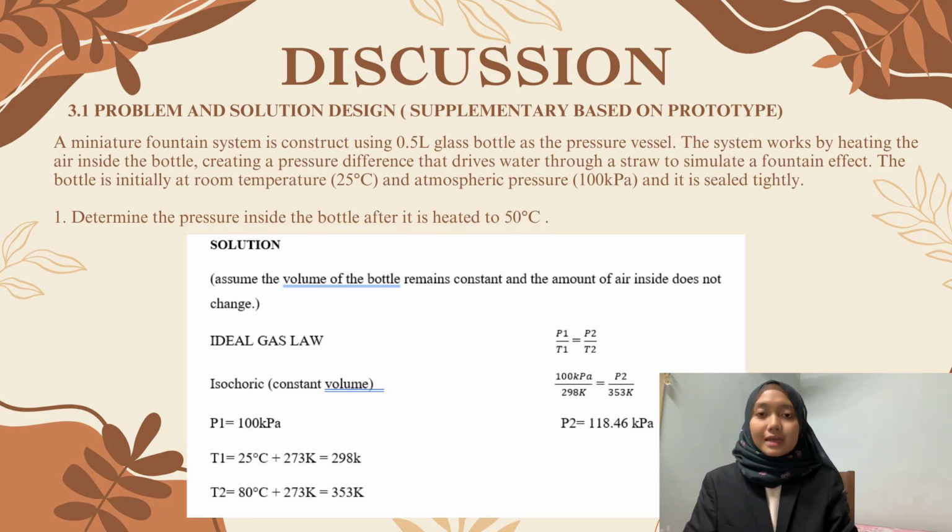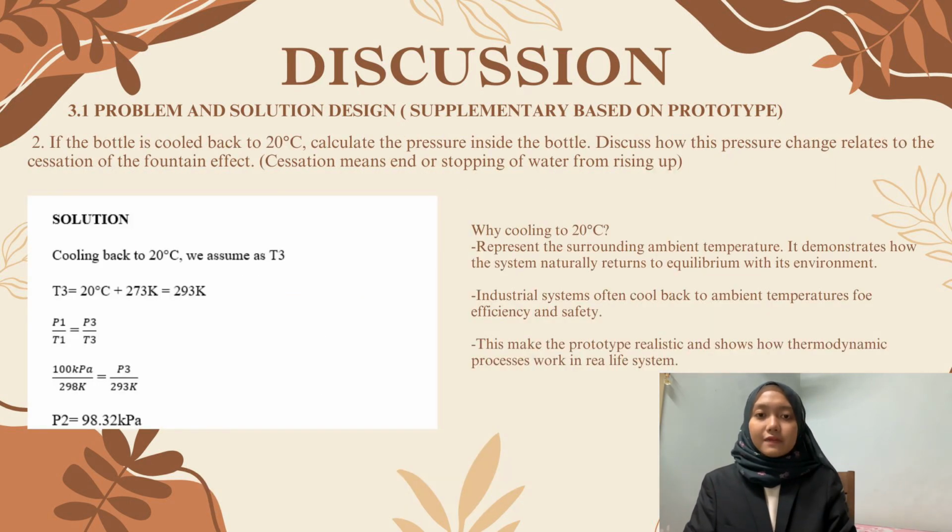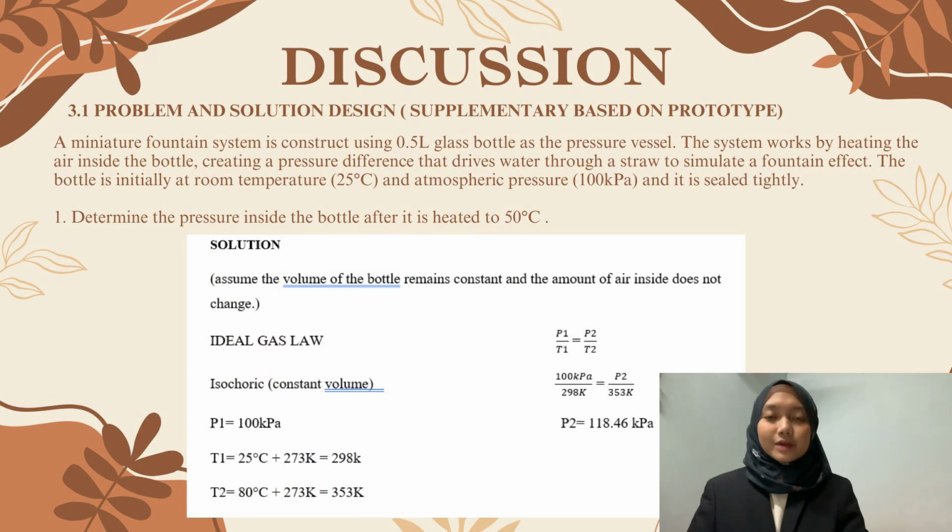it is sealed tightly. The first question is: determine the pressure inside the bottle after it's heated to 80 degrees Celsius. Assume the volume of the bottle remains constant and the amount of air inside does not change. The second question is: if the bottle is cooled back to 20 degrees Celsius, calculate the pressure inside the bottle. Discuss how the pressure change relates to the cessation of the fountain effect. So, let's solve the problem.